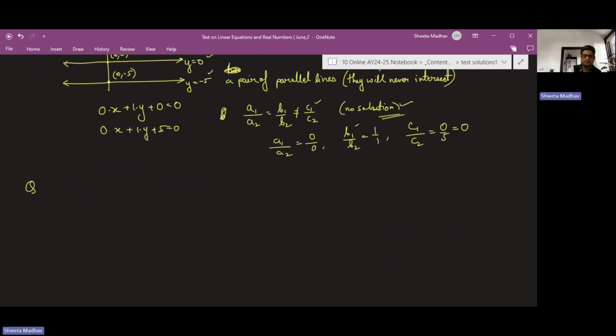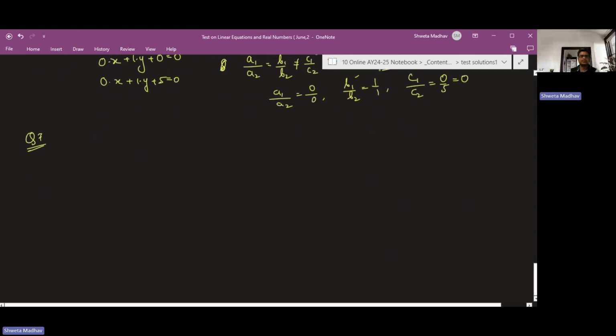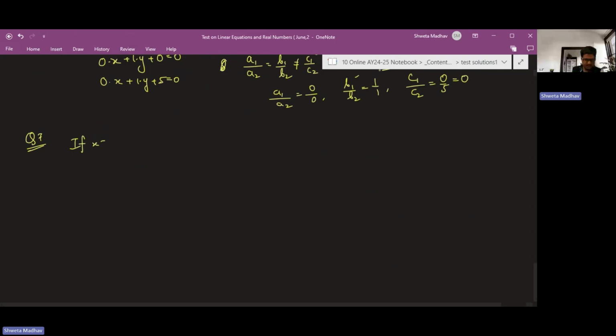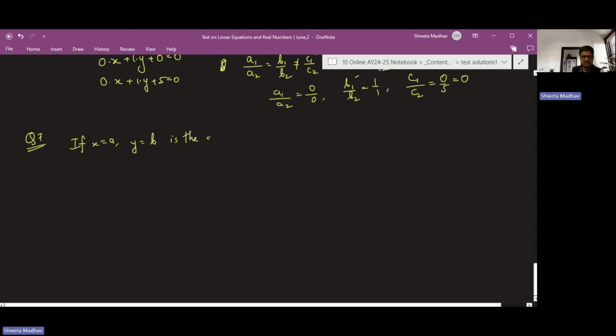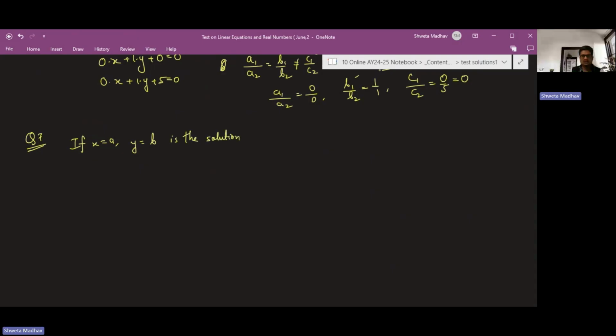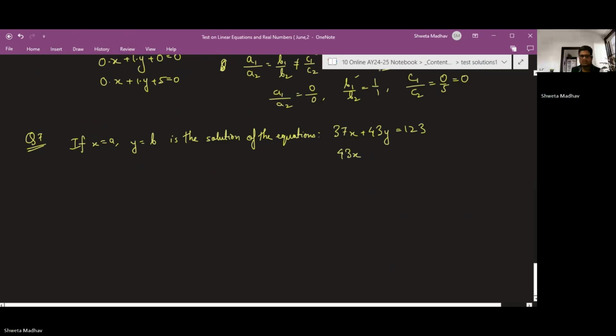Then in question number 7, it has been told that if x equal to a and y equal to b is the solution of the equations 37x plus 43y equal to 123 and 43x plus 37y equal to 117, then a cube plus b cube will be equal to how much?